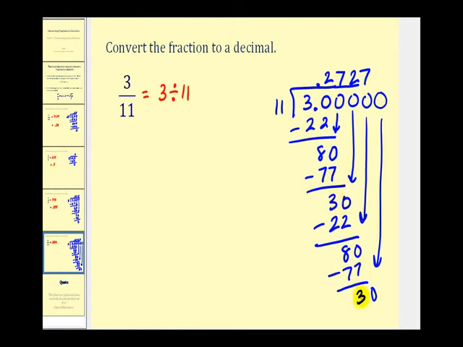Notice we keep getting the same numbers here, and that's an indication that our digits are repeating. We take a look at our quotient. We have 0.2727. So this decimal is going to be 0.27 repeating. So we can say that 3/11ths is equivalent to 0.27, and to show the 27 repeats, we put a bar over the 2 and the 7.